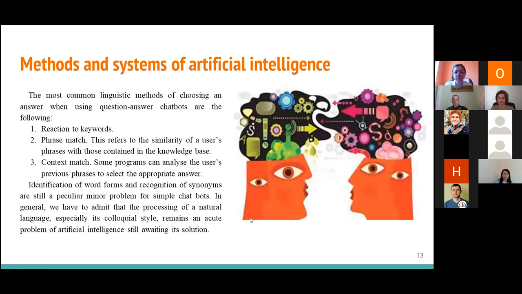Chatbots are often used in business to advise and provide information to clients. The most common linguistic methods of choosing an answer when using question-answer chatbots are the following: reaction to keywords, phrase match, context match. Oddly enough, identification of word forms and recognition of synonyms are a problem for simple chatbots. In general, we have to admit that the processing of a natural language, especially its colloquial style, remains an acute problem of artificial intelligence still awaiting its solution.